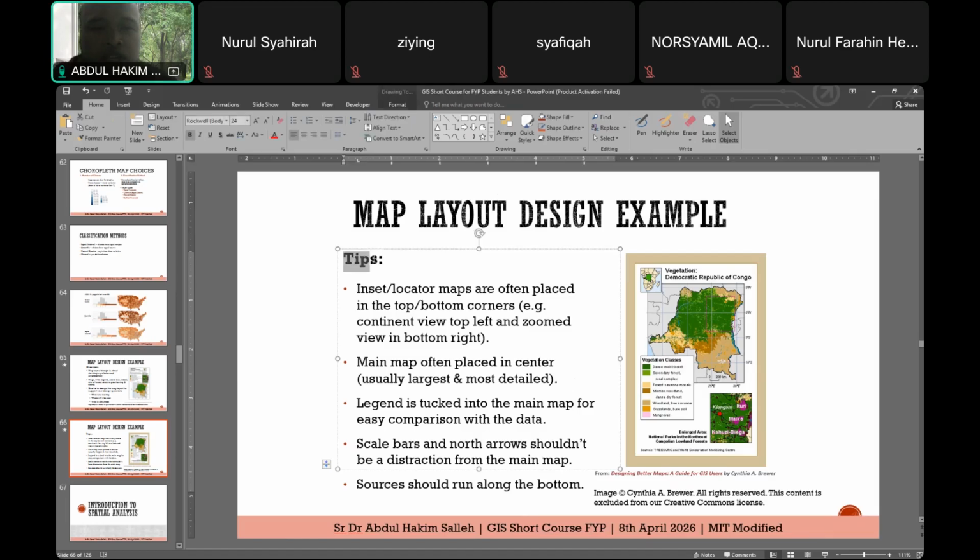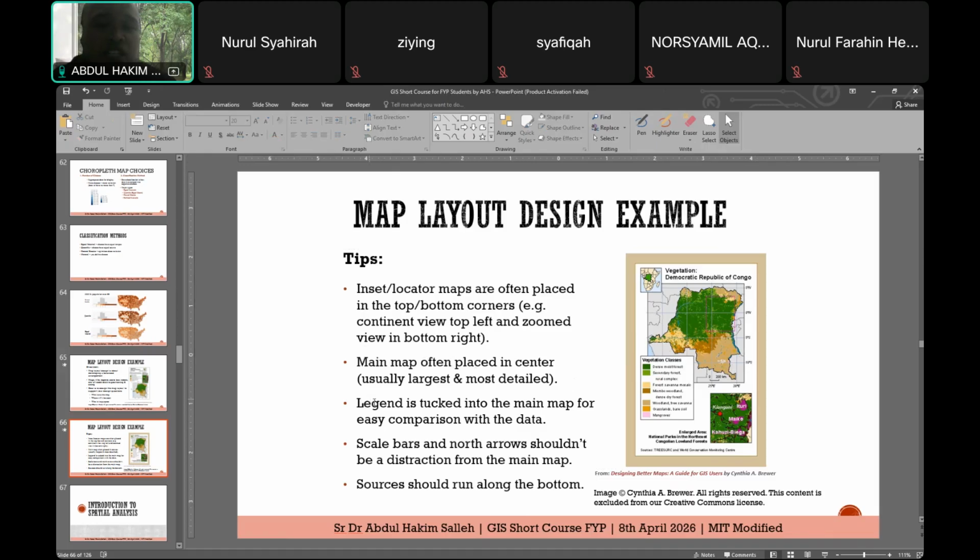Of course there are tips here. Inset or locator maps are often placed in the top or bottom corners, like this. Here, the locator map. The main map is often placed in the center, because it is much easier for people to look for it.